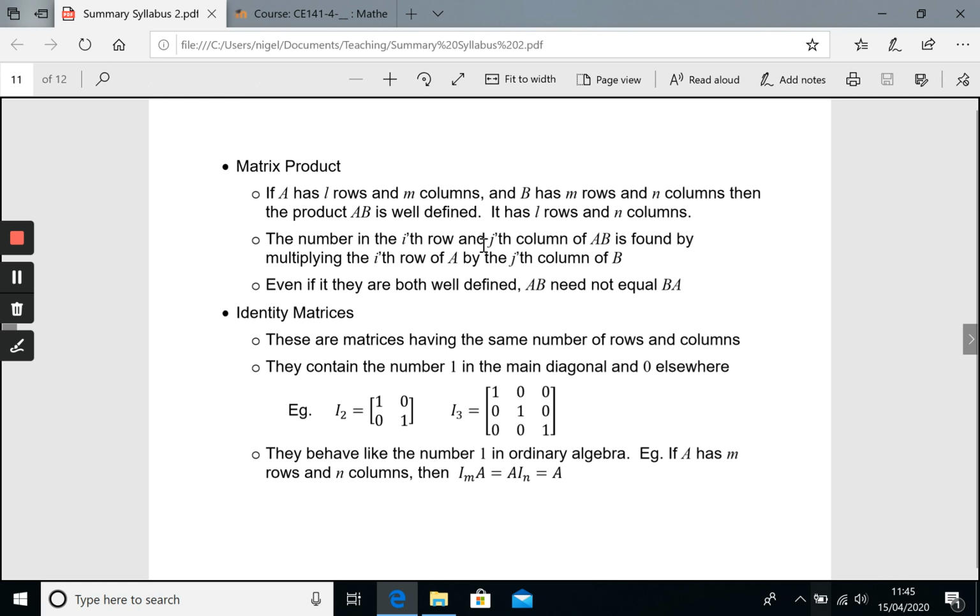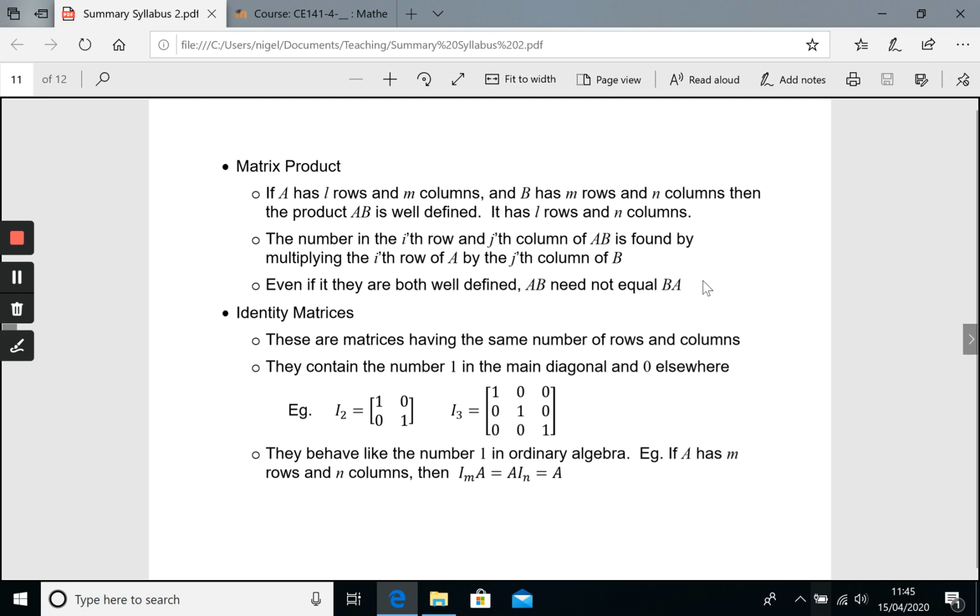And then you can find the numbers in the product, which is an L times N matrix, by going through the numbers in the matrix one at a time. If you're looking at the number in the ith row and jth column of the product, you find it by multiplying the ith row of the first matrix A by the jth column of the second matrix B, as indicated on the previous slide.